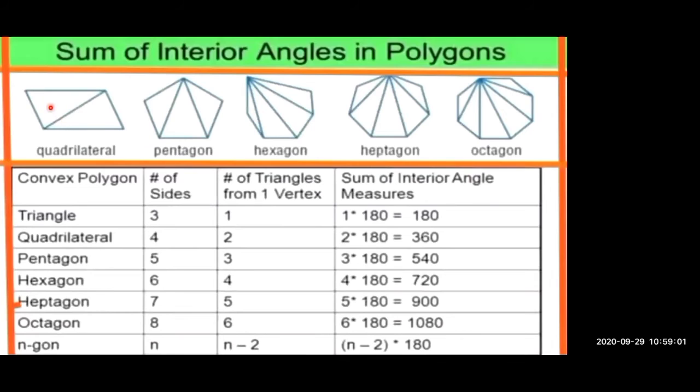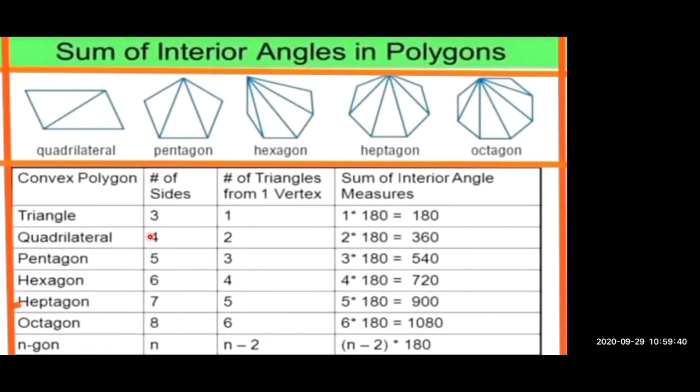How many triangles are formed from one vertex in a quadrilateral? 1 and 2. So 2. N minus 2. 4 minus 2 equals 2. Therefore 2 into 180 equals 360 degrees. In pentagon, 5 sides. 1, 2, 3, 4 and 5 sides. And triangles from one vertex, 1, 2 and 3. N minus 2 means number of sides minus 2. 5 minus 2 equals 3. Therefore 3 into 180 equals 540.